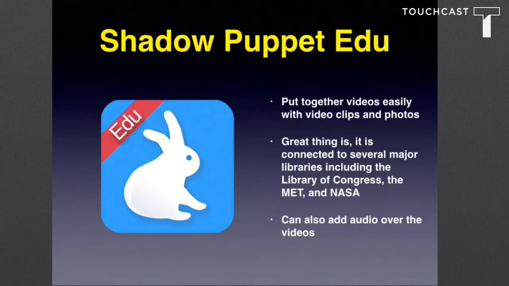The next one is Shadow Puppet EDU. Shadow Puppet EDU is going to allow you to put together videos easily with video clips and photos. The nice thing about Shadow Puppet EDU is that you don't have to have kids go outside of the app to search some of the basic things that kids would want to search. And so things like the Library of Congress, the Met, and NASA, they're all built into the app. And that's really nice. You can also add audio over your video too.